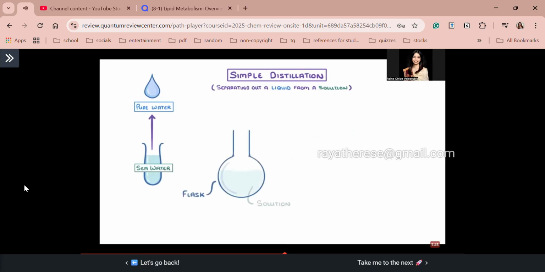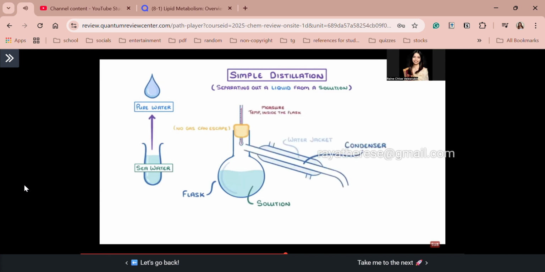First, we have a flask that contains the solution or the liquid mixture that we're trying to separate, and the flask is sealed at the top with a bung so that no gas can escape. We then put a thermometer through the bung so that we can measure the temperature inside the flask. Next, we have our condenser, which consists of a main pipe surrounded by a water jacket, which contains a stream of continually flowing cold water, with the water being fed into the water jacket at the bottom and coming out at the top. Then beneath the end of our condenser, we'll have some sort of beaker to capture pure liquid.